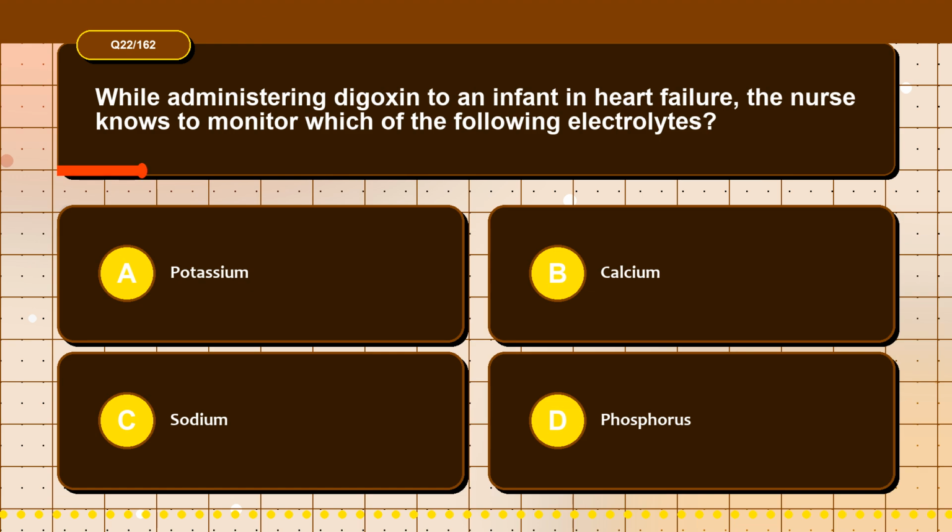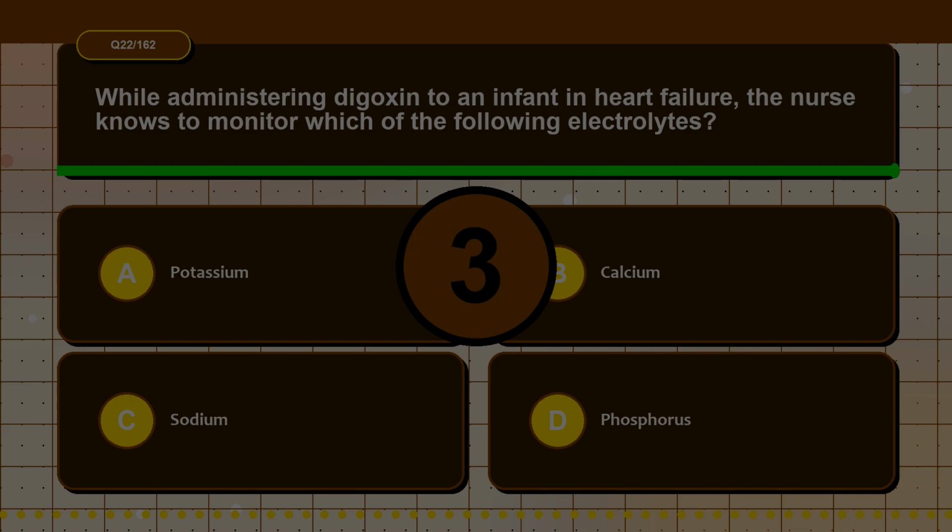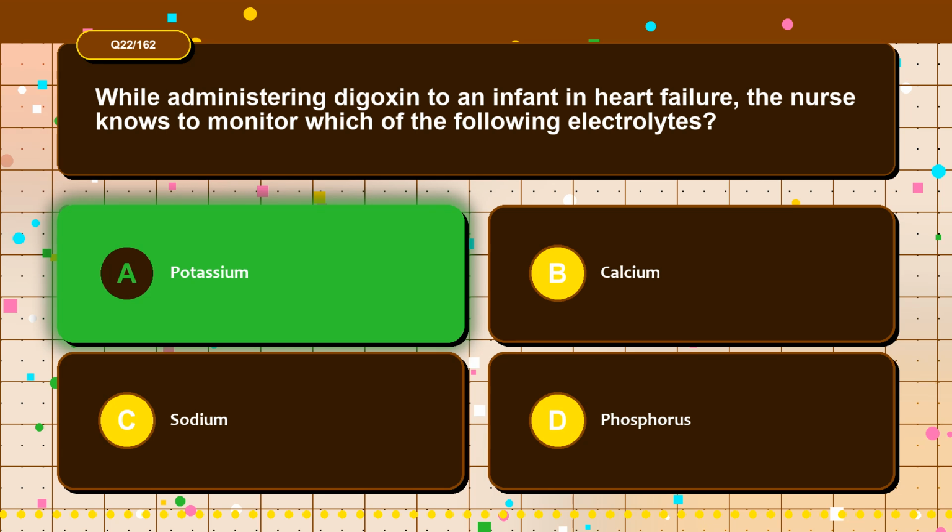Question 22. While administering digoxin to an infant in heart failure, the nurse knows to monitor which of the following electrolytes. Here are the options. Option A, potassium. Option B, calcium. Option C, sodium. Option D, phosphorus. The correct answer is option A, potassium.